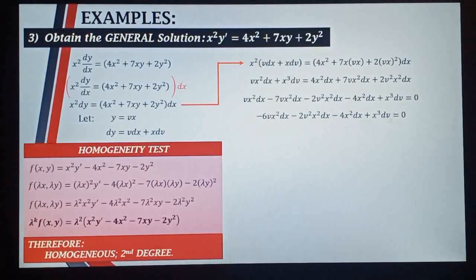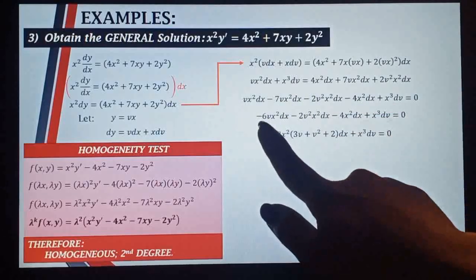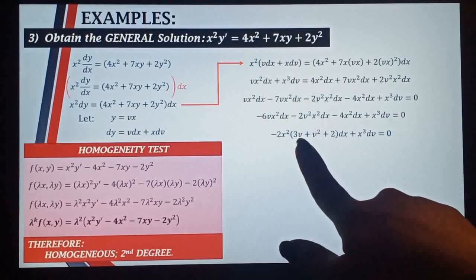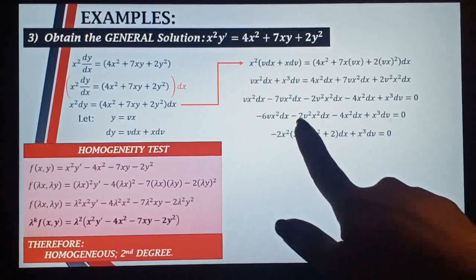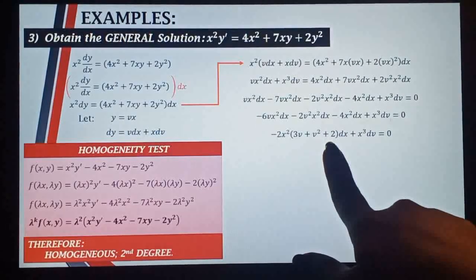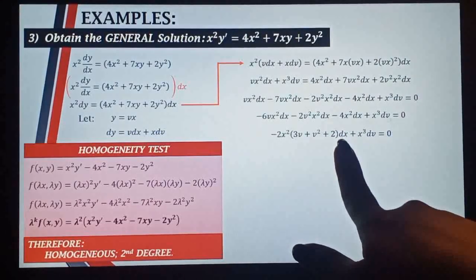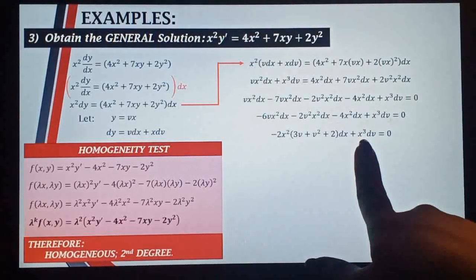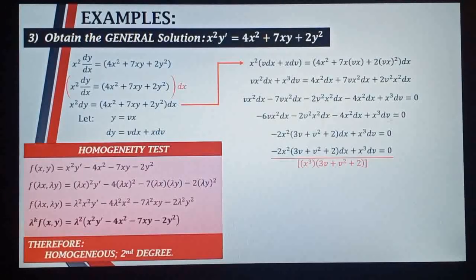So factoring out the common term, ang common term dito ay 2x². So ang matitira dito sa term na to, you will have 3v. Then yung matitira dito, you will have v². Ang matitira dito sa term na to is 2 multiplied lahat kay dx. So the last term dun sa equation is x³ dv. So you need to separate all the variables from v and x. So i-divide natin yung whole equation by x³ multiplied to 3v plus v² plus 2.